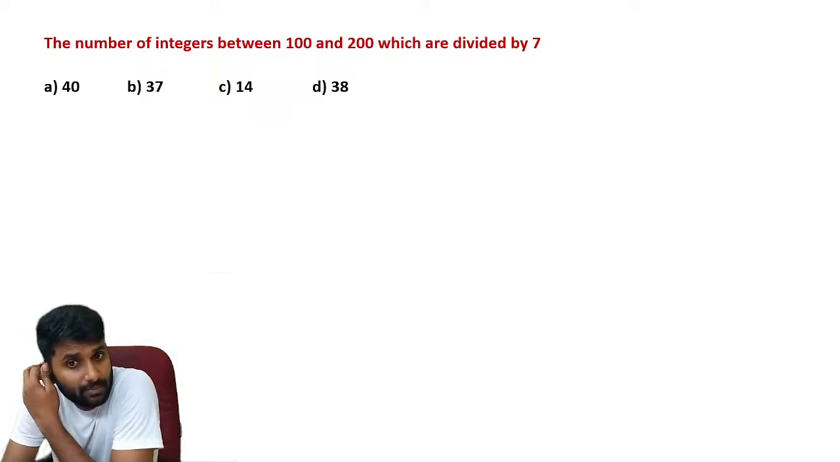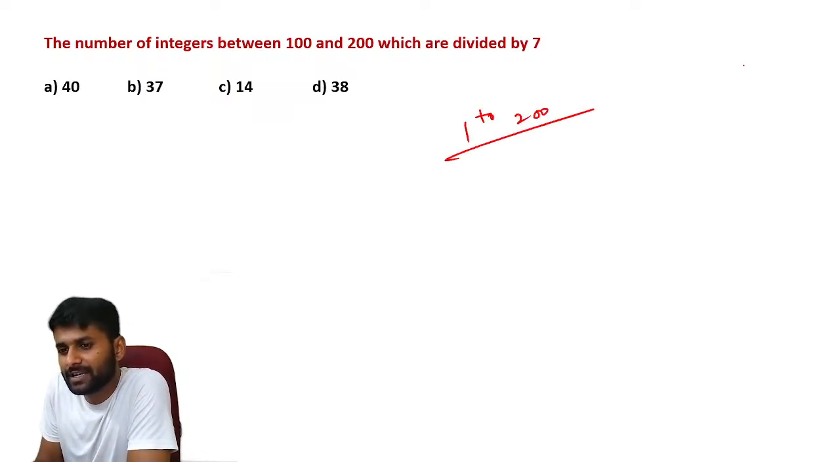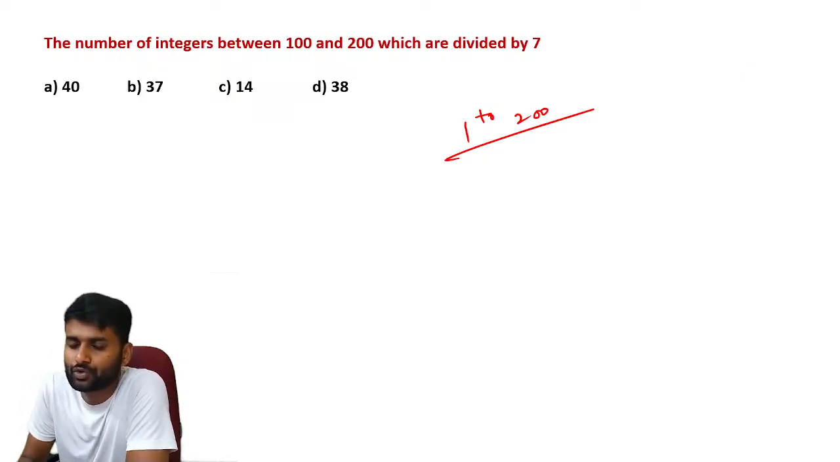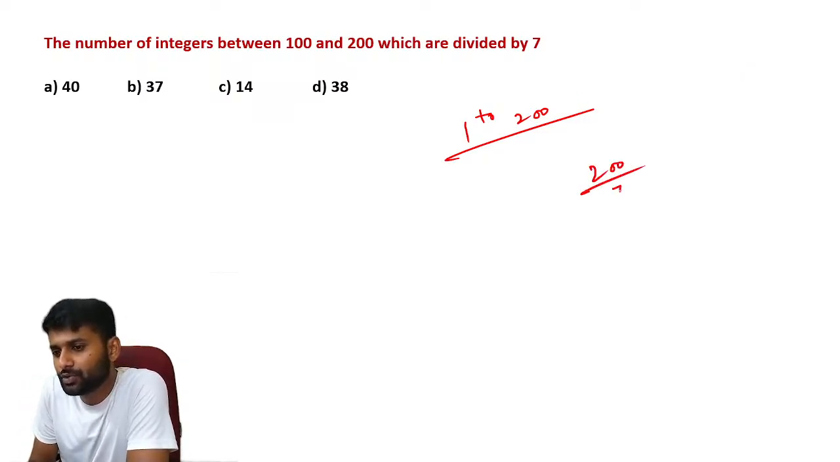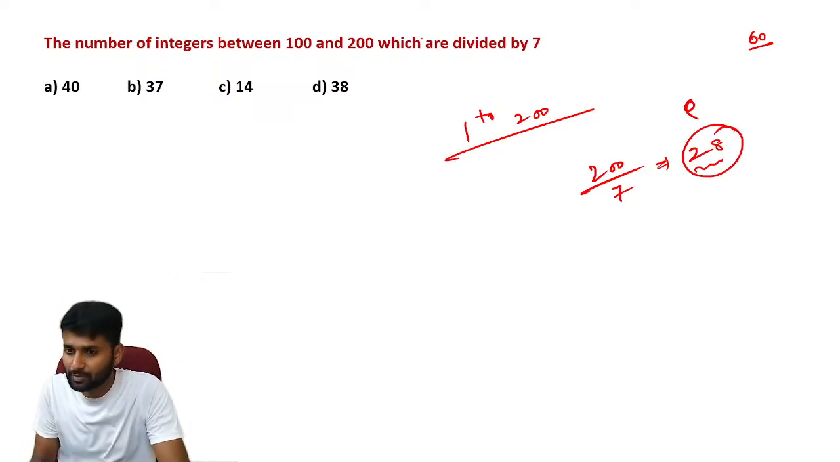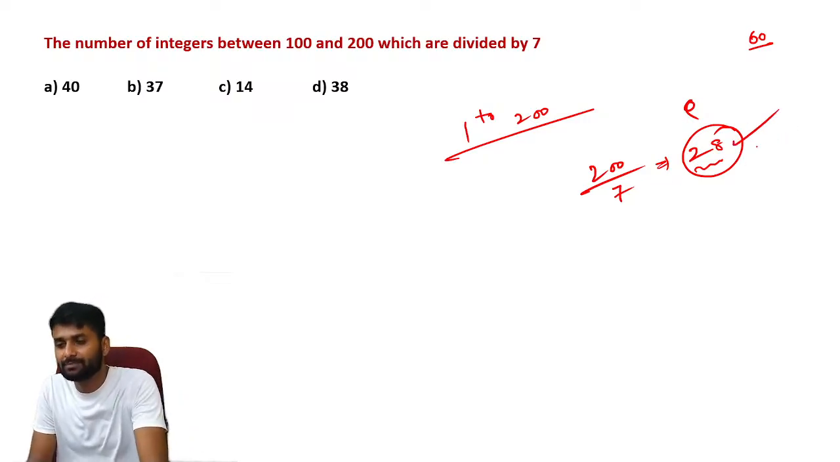Now see the question: the number of integers between 100 and 200 which are divisible by 7. See, first we are going to identify how many numbers are exactly divisible by 7 from 1 to 200. Let's divide 200 by 7. 7 twos are 14, 7 eights are 56. Here the quotient is 28, and remember that 200 is not at all divisible by 7. So from 1 to 200 the total number of 7 multiples is 28.